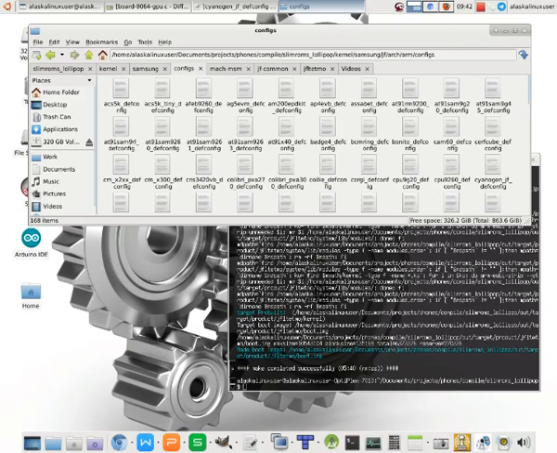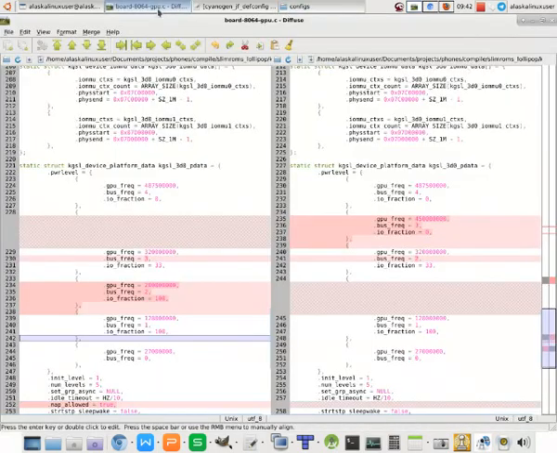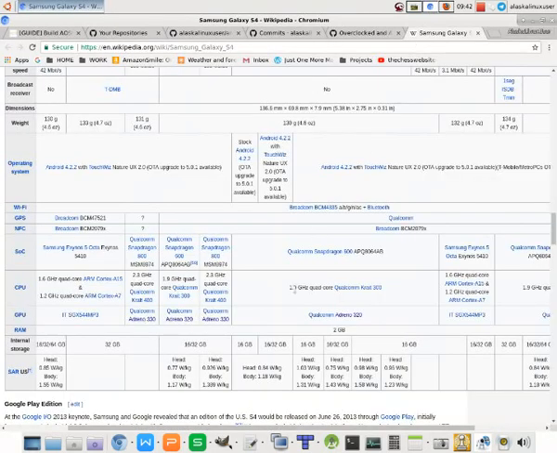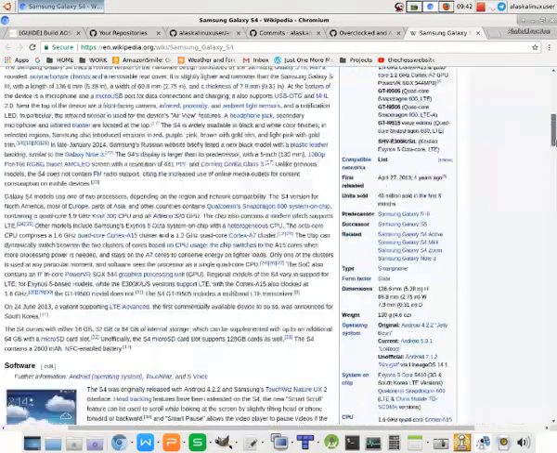Okay, so we've overclocked our GPU, and now it's time to overclock our CPU. Let's jump over here and look online. Again, we're looking at the Samsung Galaxy S4. Again, older phone, but the principles are the same.